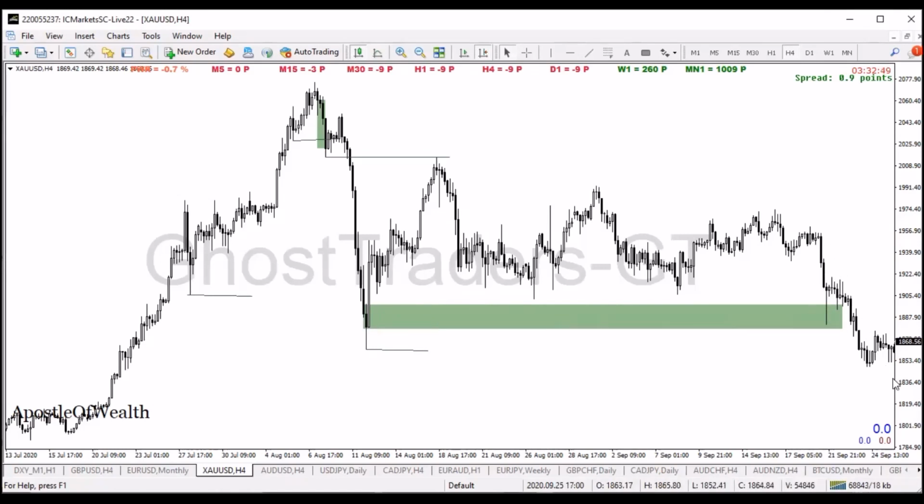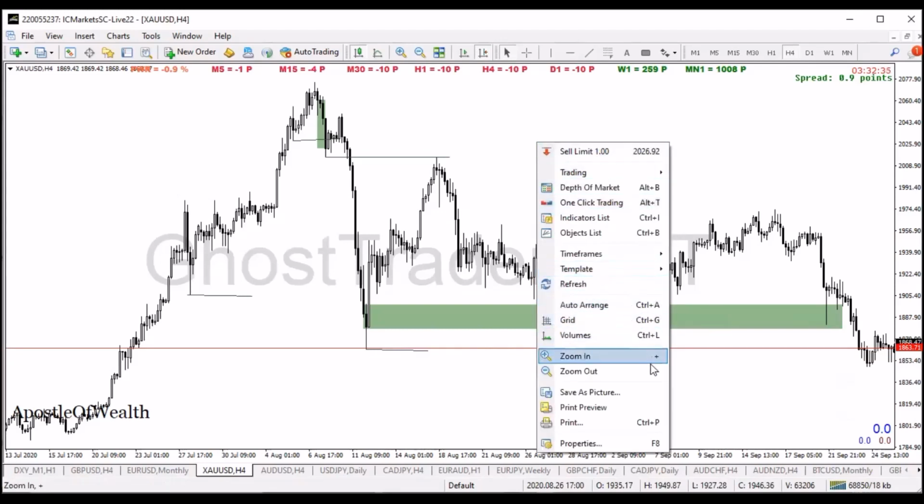Price violated this. Let me just put this line straight here. You can see that our price took out everything and continued to go down. Let me just put this.